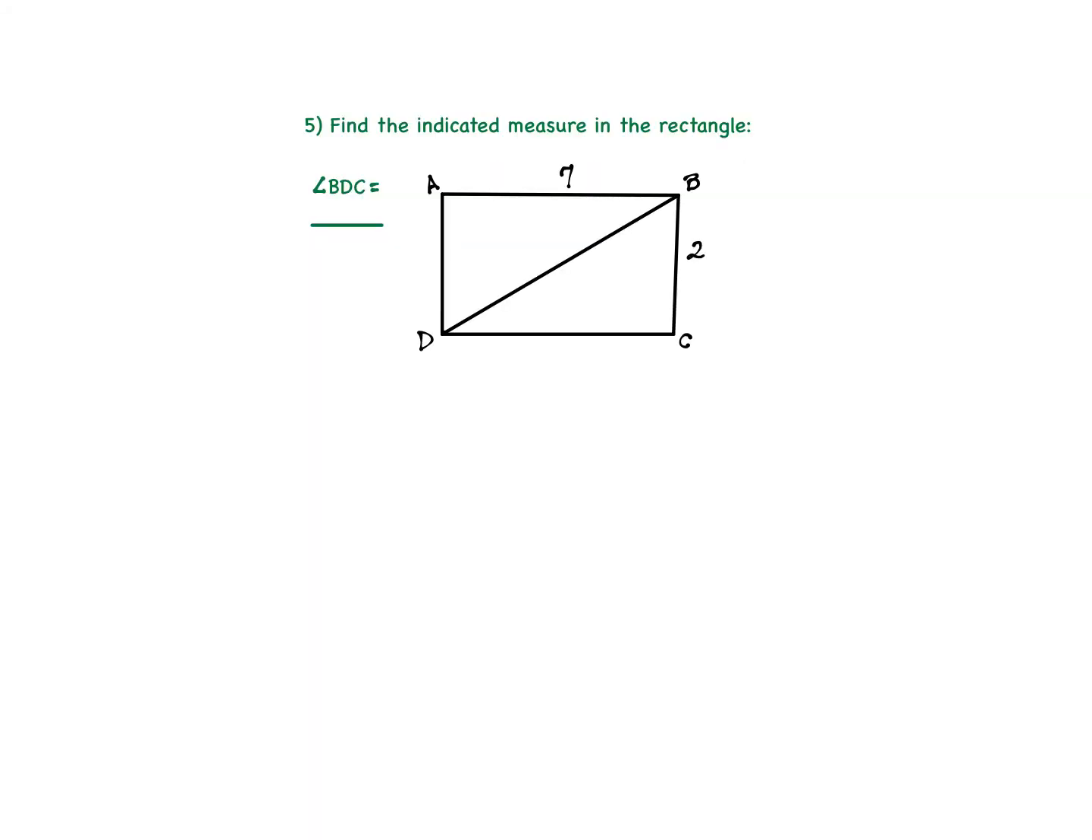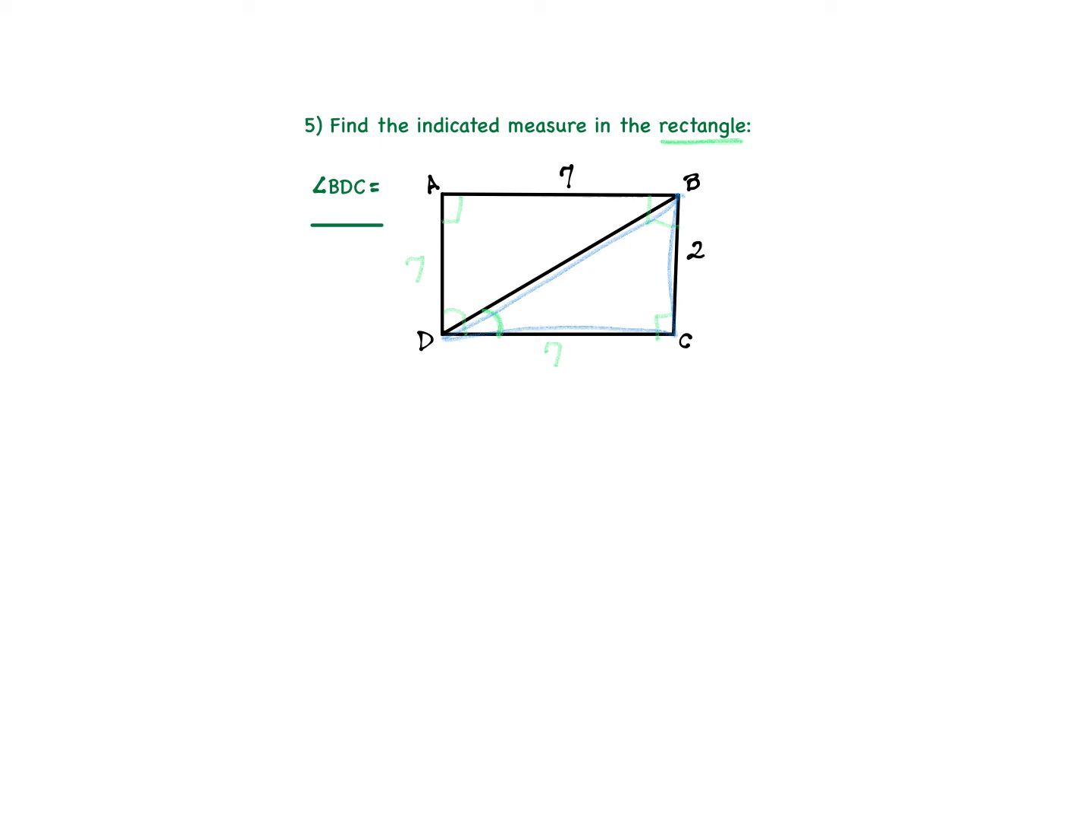Here's one more problem relating to that. We want to find the indicated measure in the rectangle. It's asking me for angle BDC, which is this angle right here. So I'm looking for BDC. First thing I know, I have a rectangle. Again, if you want to work on this on your own, go ahead and turn the video off. So I know it's a rectangle, so I know that's 7 and that's 2. Now I also know that I have right angles if it's a rectangle. So here I see that I have this right triangle.